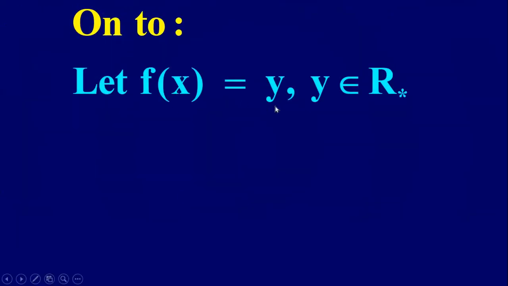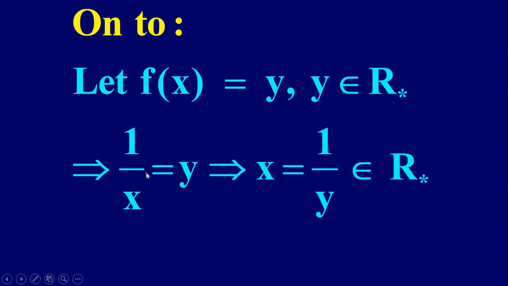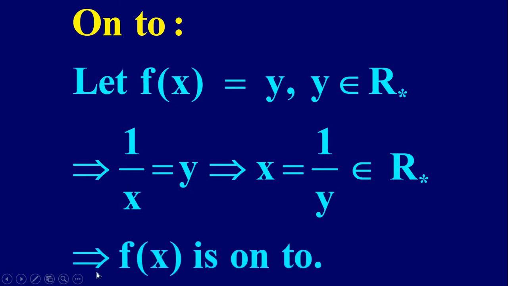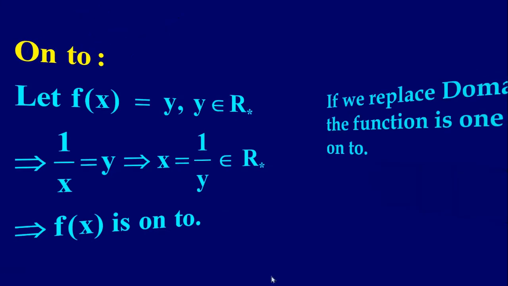Next we prove it is an onto function. We take f(x) = y, where y belongs to R star. Now f(x) = 1/x, so therefore 1/x = y. And here we can write x = 1/y. Again 1/y belongs to R star, since y is not equal to 0, so 1/y is also a real number. Therefore every element has a pre-image. Therefore this function is an onto function. So therefore f(x) is onto.